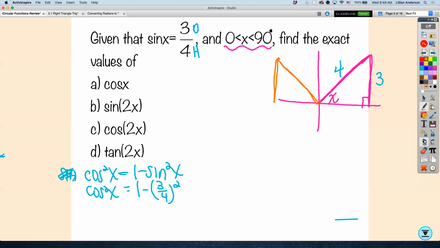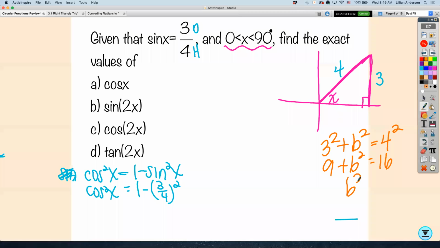All right, but we are in the first quadrant, so if I use Pythagorean theorem, that becomes 3 squared plus our unknown side squared is equal to 4 squared. Remember, the c is always the hypotenuse in Pythagorean theorem. So that becomes 9 plus b squared is equal to 16. b squared is equal to 7. So b would be plus or minus the square root of 7, but we know specifically it's going to be positive square root of 7. So cosine of x is equal to square root 7 over 4.